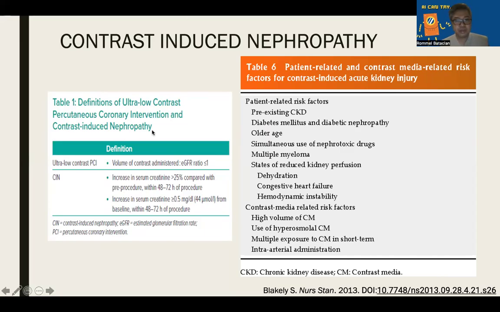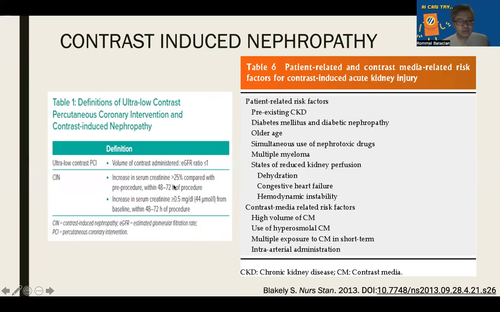So there are risk factors. If the patient has pre-existing chronic kidney disease, is diabetic, elderly, has been taking medications that are potentially nephrotoxic, has poor hydration status, congestive heart failure, and again, excessive volume of contrast media, the use of hyperosmolar contrast media, and multiple exposures in the short term are also risk factors that can lead to contrast-induced nephropathy.